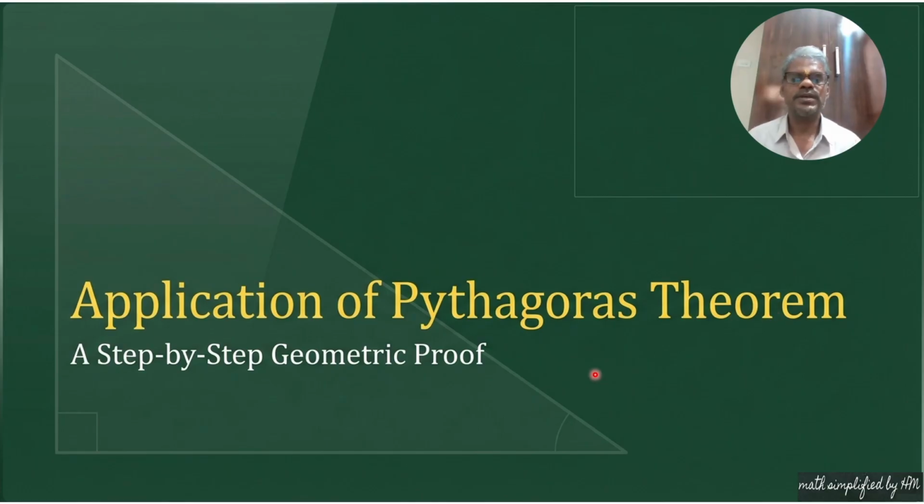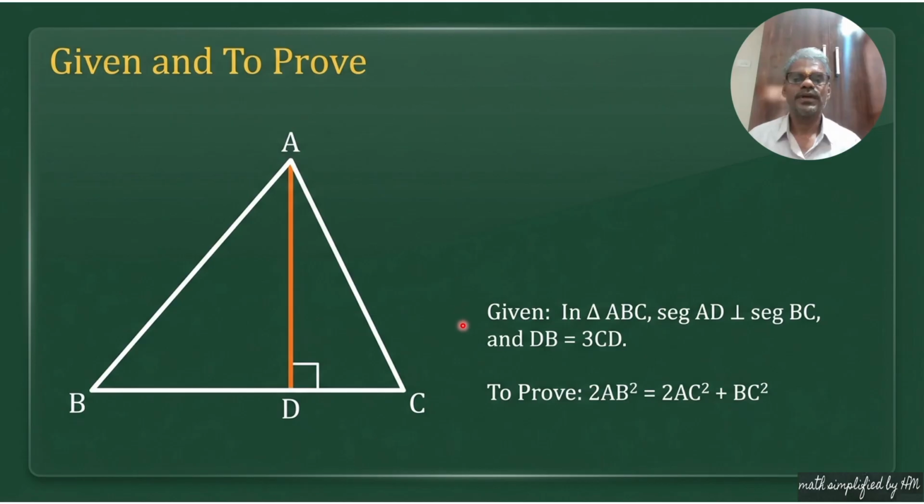Application of Pythagoras theorem. Given and to prove. Given: in triangle ABC, seg AD is perpendicular to seg BC and DB is equal to 3 times CD. To prove that 2AB square is equal to 2AC square plus BC square.